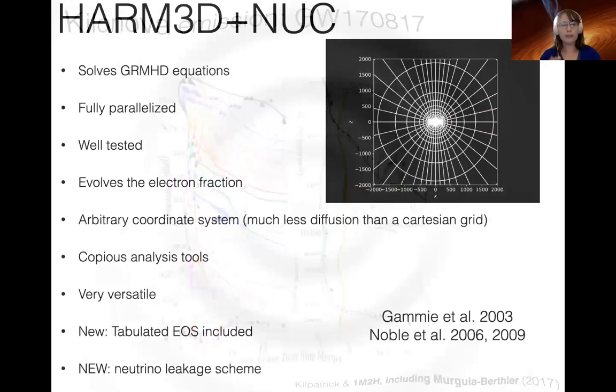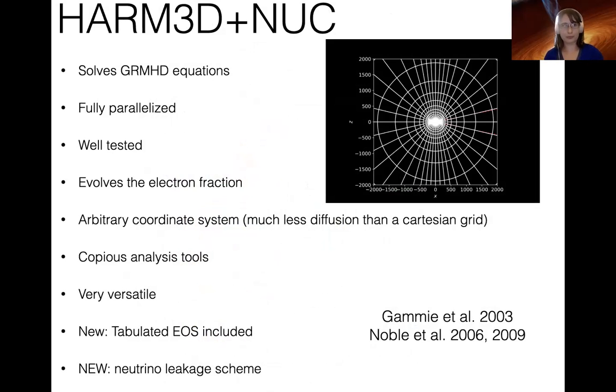And what we did is we're going to use HARM 3D. Here I'm going to present how we added a nuclear equation of state, or a tabulated equation of state, and the effects of neutrinos, in order to try to play our part in this debate. And this is again part of the TCAN collaboration.